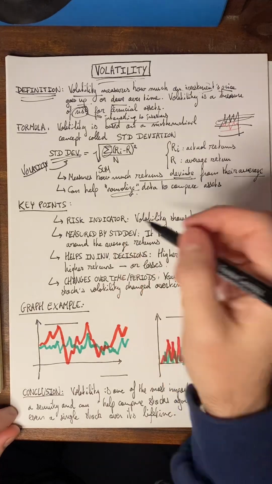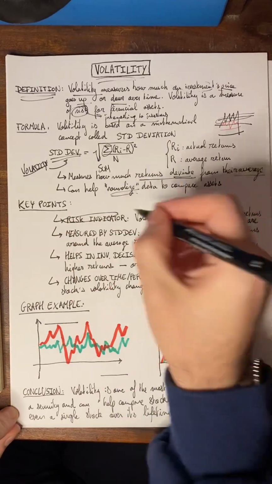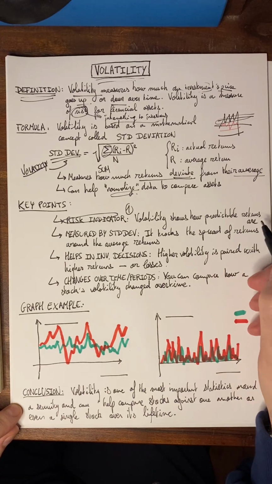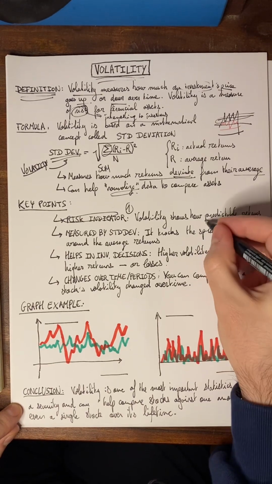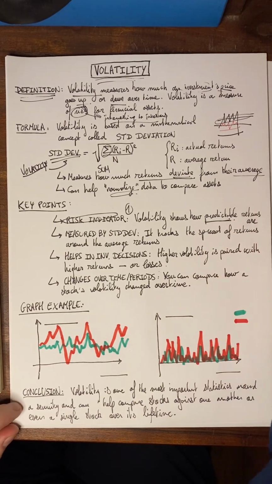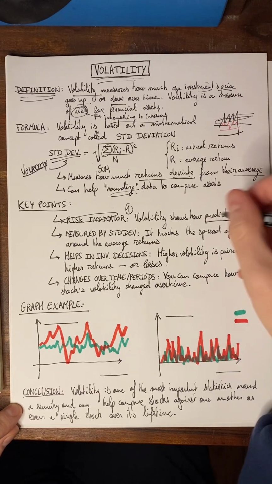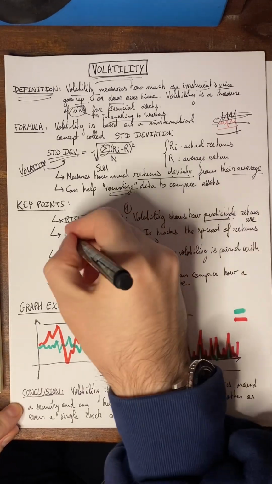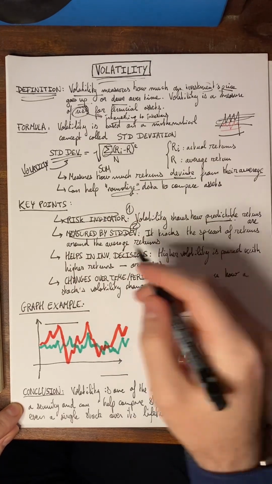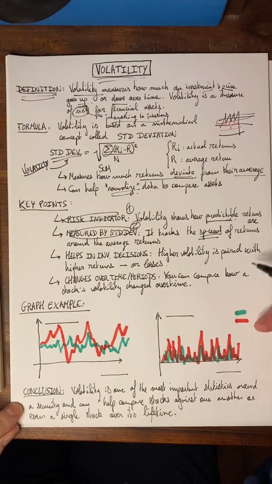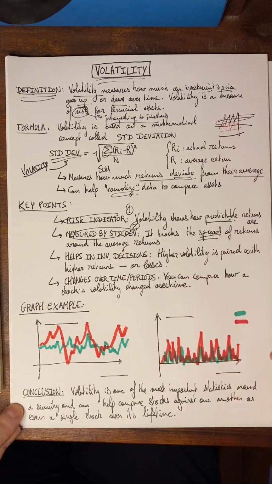Key points for volatility: it's a risk indicator. Volatility shows how predictable returns are. So we give a prediction, the average return, and we look at how far up or down it is compared to the prediction. It is measured by standard deviation. We just saw that. It tracks the spread of returns up or down around the average.